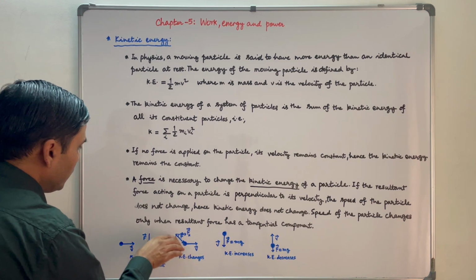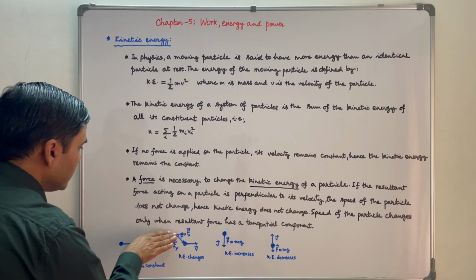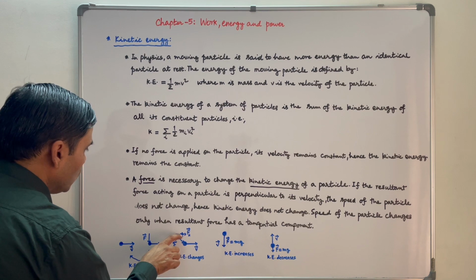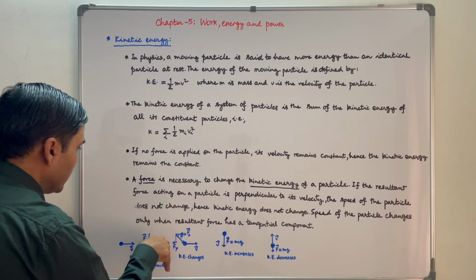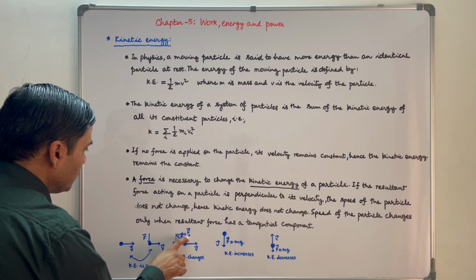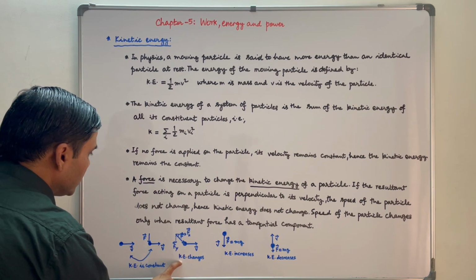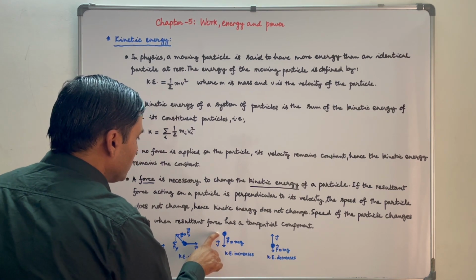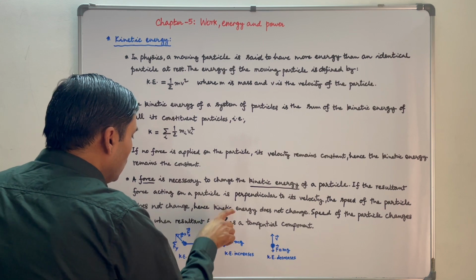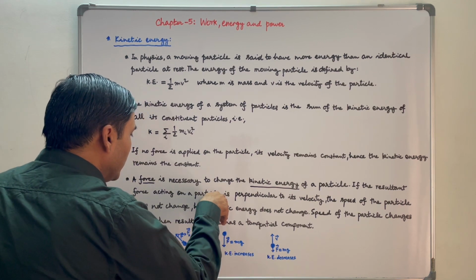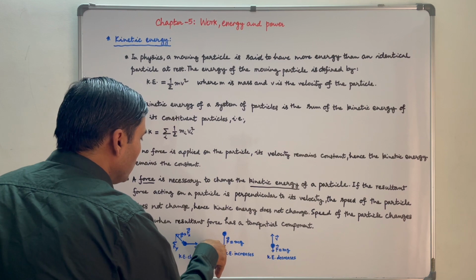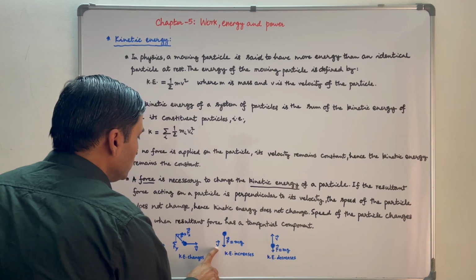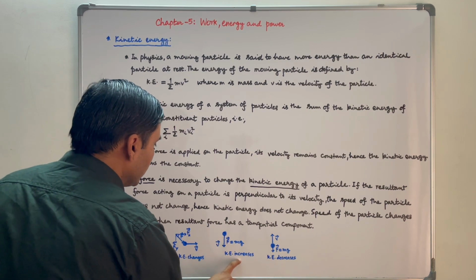In scenario 3, a force is acting on the particle at a certain angle theta with the horizontal. That means this force can be resolved into two components, one horizontal, another vertical. Horizontal component of the force will change the velocity. So kinetic energy of this particle will change. In scenario 4, a particle is dropped from a certain height h. Force of gravity on this particle will work vertically downwards and the particle will also move downwards. That means force and velocity vectors are in the same direction. So kinetic energy of this particle will increase.